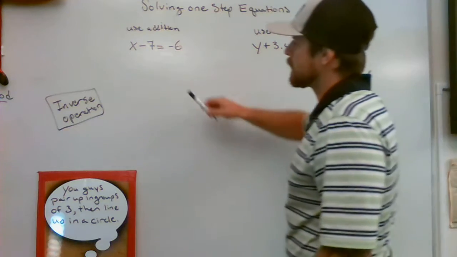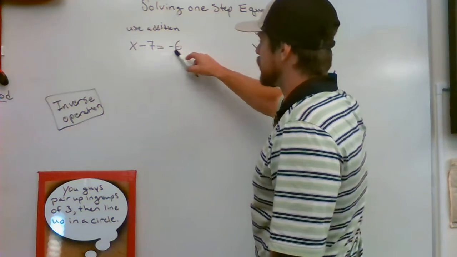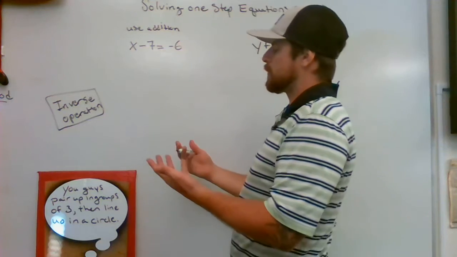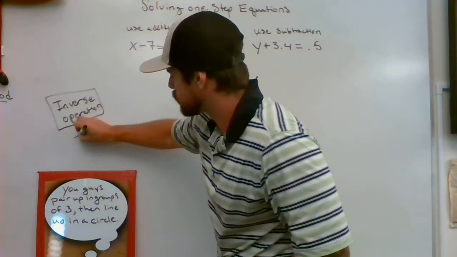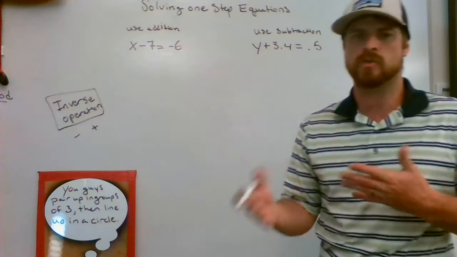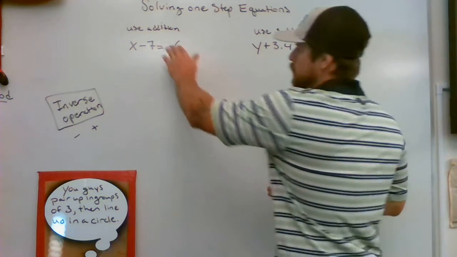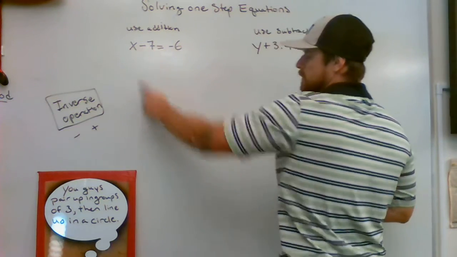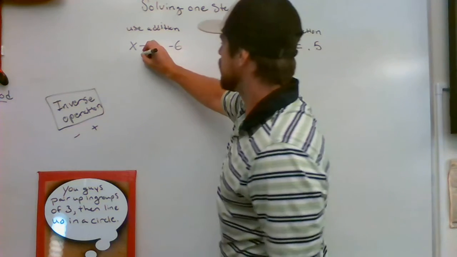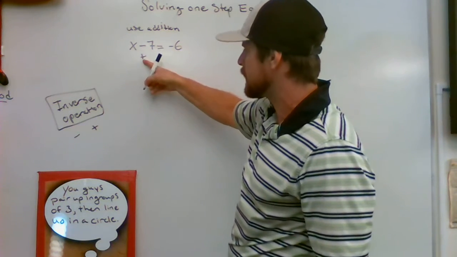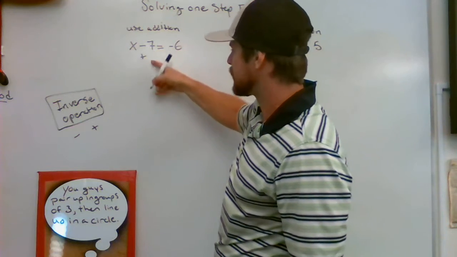Okay, what we're trying to figure out is what number minus 7 would give me negative 6. Inverse operation means the opposite of the operation given. So if you see a subtraction, you want to use an addition, and vice versa. If you see addition, you want to use subtraction. So the reason we're using addition here is because this is a subtraction problem. We're going to use inverse operation. I write directly underneath the exact opposite, and then that same amount or same value.